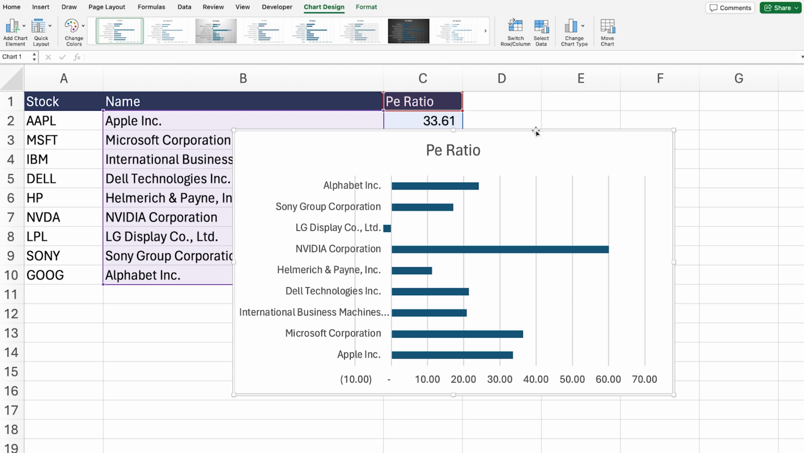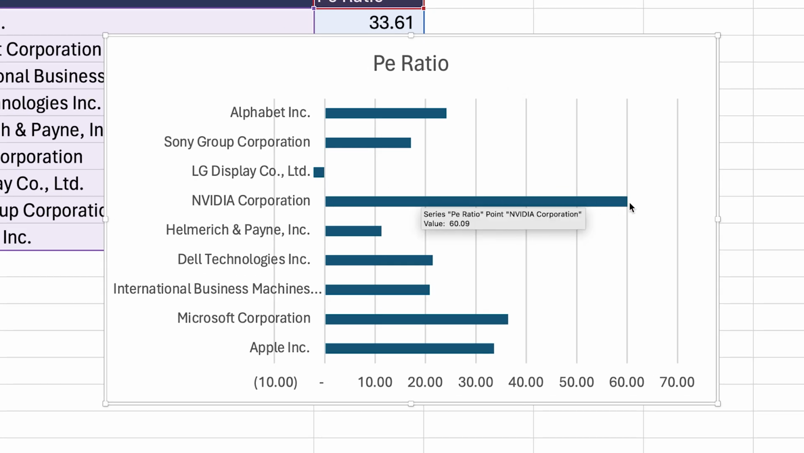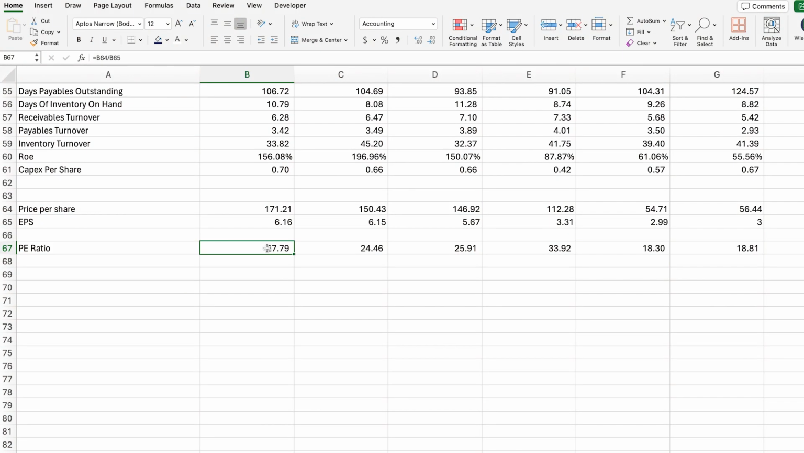This type of chart would be very valuable to be able to visualize the information. And as we can see, out of the competitors, Nvidia has the highest P/E ratio, and Apple is also one of the highest, but not the highest by any measure. So overall, comparing the P/E ratio of Apple with these other companies right here, as well as doing the historical P/E ratio analysis, we can see that at this moment, Apple's P/E ratio is a little bit high.